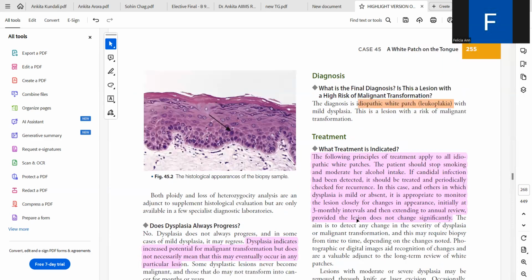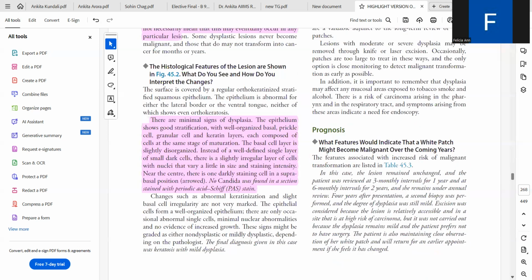Then what treatment is indicated? The following principles of treatment apply to all idiopathic white patches. The patient should stop smoking and moderate her alcohol intake. If candidal infection has been detected, it should be treated and periodically checked for recurrence. In this case and others in which dysplasia is mild or absent, it is appropriate to monitor the lesion closely for changes in appearance, initially at 3 monthly intervals and then extending to annual review, provided the lesion does not change significantly.